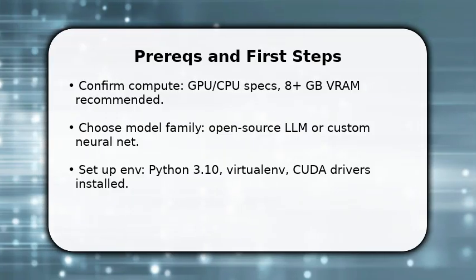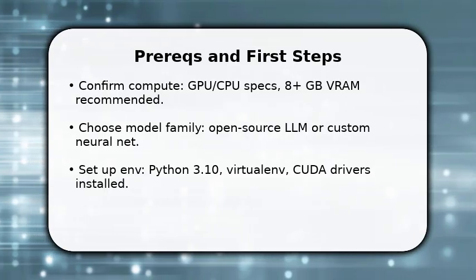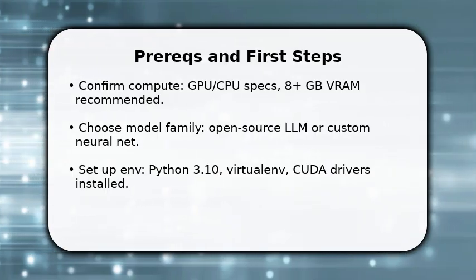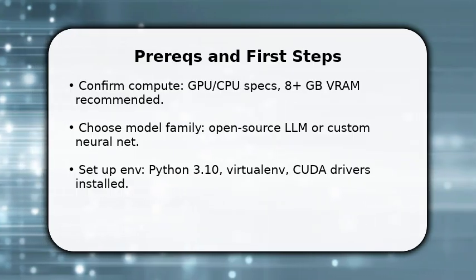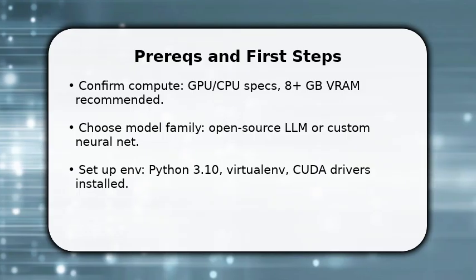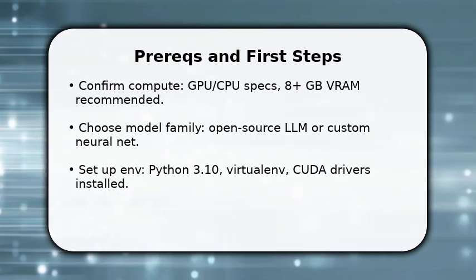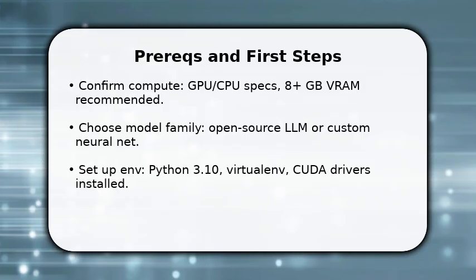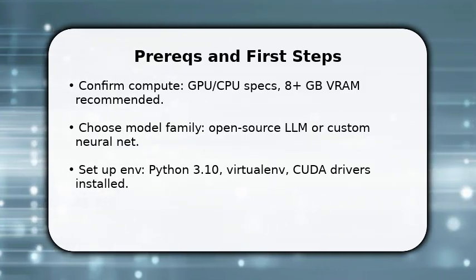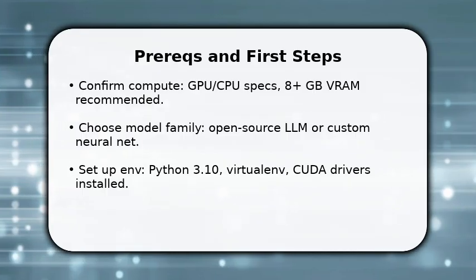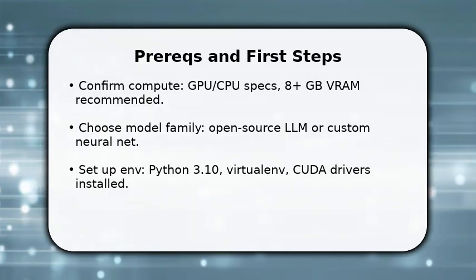You start by locking prerequisites and taking immediate action. Verify a GPU with 8+ GB of RAM or plan CPU fallback because performance depends on it. Install Python 3.10 and create a virtualenv, then add CUDA drivers if using NVIDIA. Once done, pick a model family: open source LLMs speed prototyping, while custom nets give control.